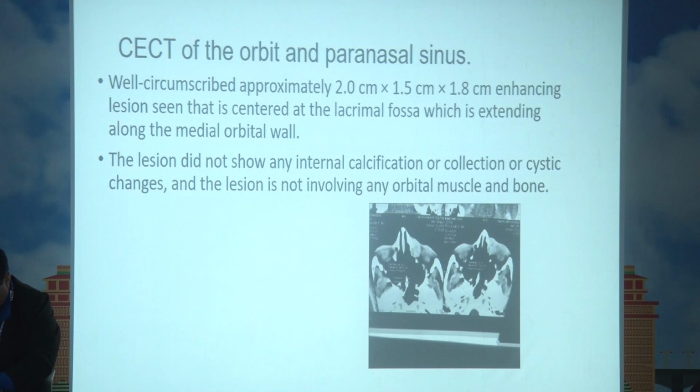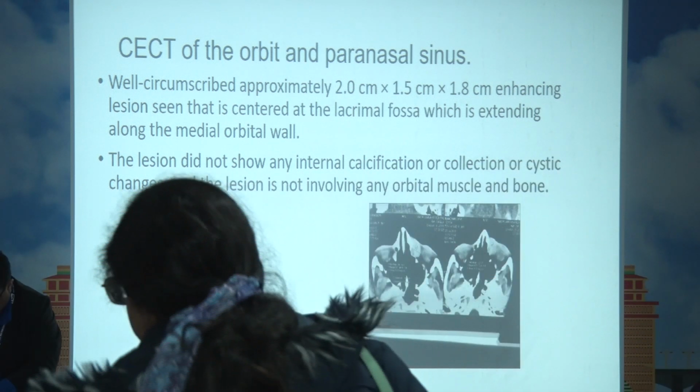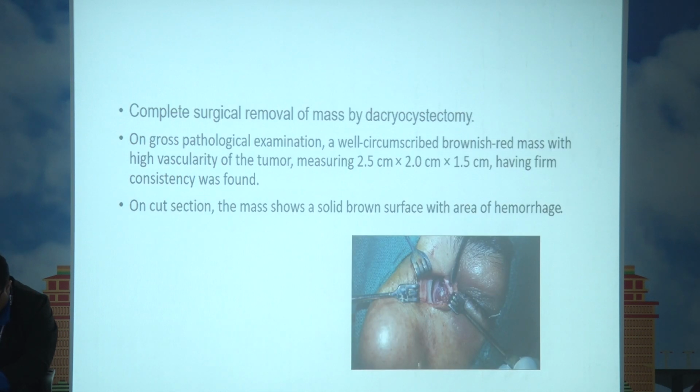As the tumor was firm in consistency, we decided to do a contrast enhanced CT scan of the orbit and paranasal sinuses. There was a well circumscribed, approximately 2 centimeter by 1.5 centimeter by 1.8 centimeter enhancing lesion centered at the lacrimal fossa, extending along the medial orbital wall. There was no internal calcification or any cystic changes. Complete surgical removal of the mass by dacryocystectomy was done.